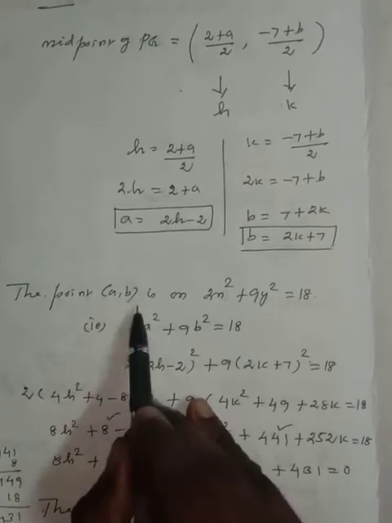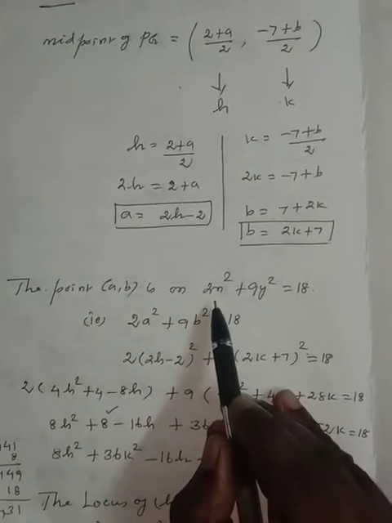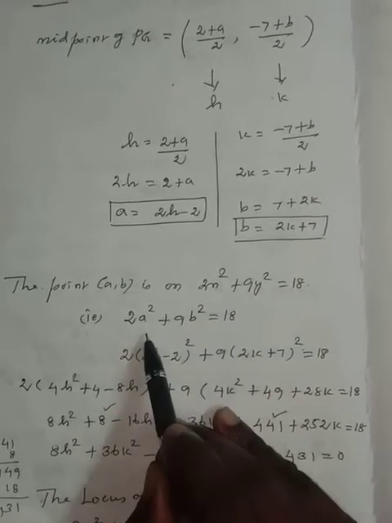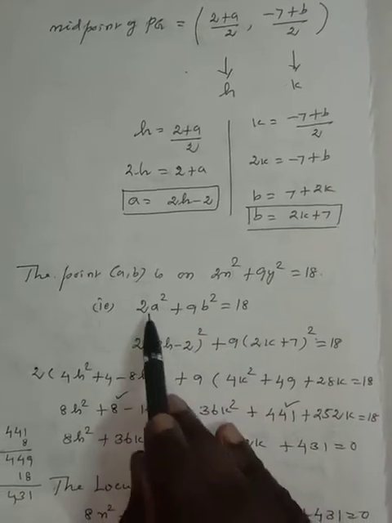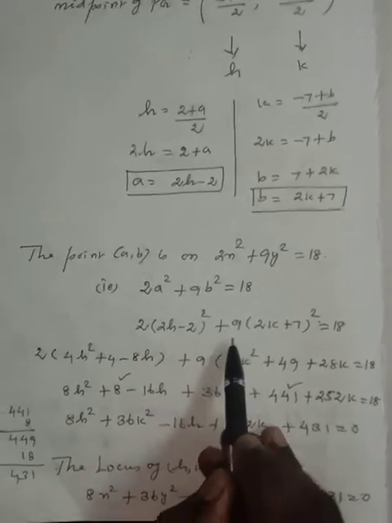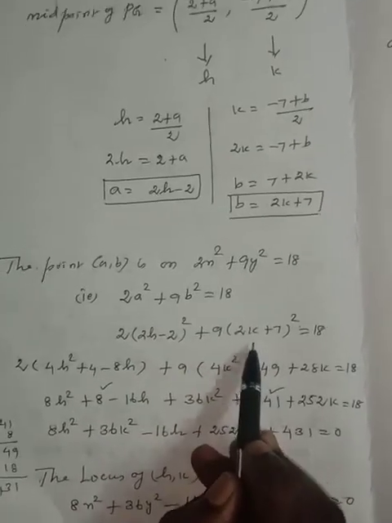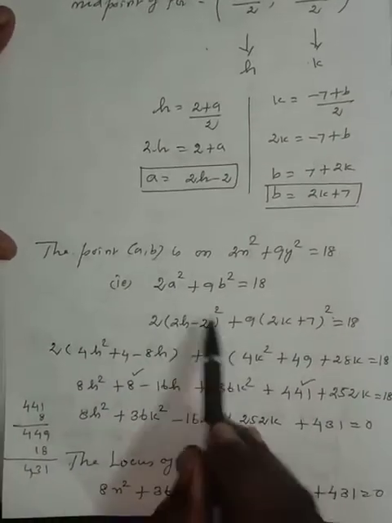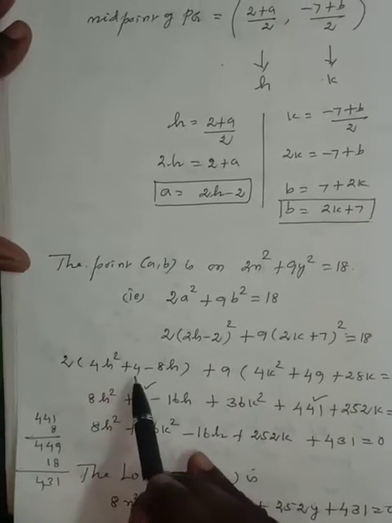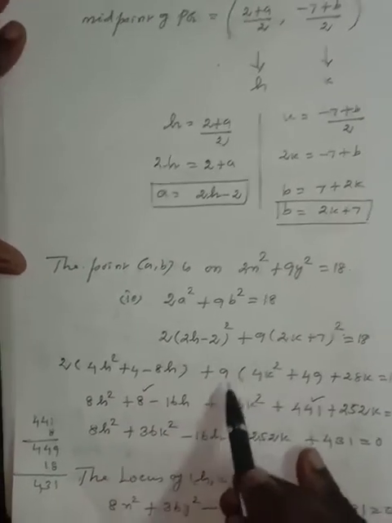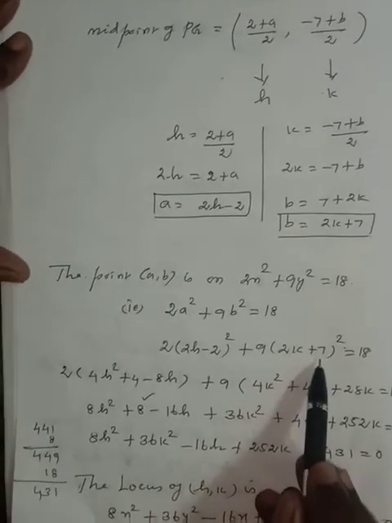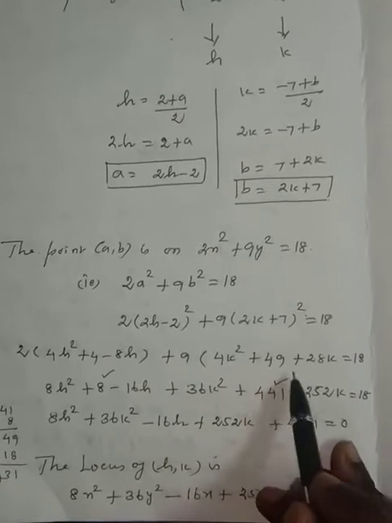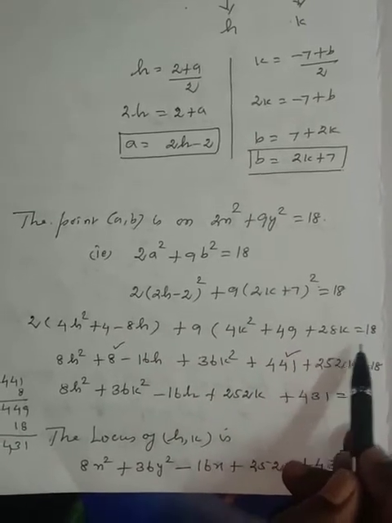The point (a, b) is on the curve 2x square plus 9y square is equal to 18. Substitute x is equal to a and y is equal to b. In terms of h and k, 2 into (2h minus 2) whole square plus 9 into (2k plus 7) whole square is equal to 18. Now using the formula (a minus b) whole square, 4h square plus 4 minus 8h, plus 9 into (2k plus 7) whole square, using (a plus b) whole square, so 4k square plus 49 plus 28k is equal to 18.